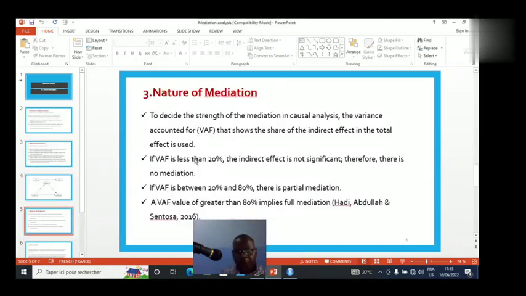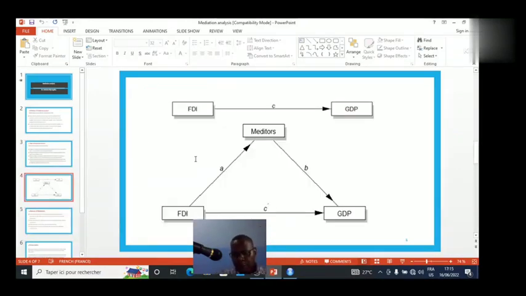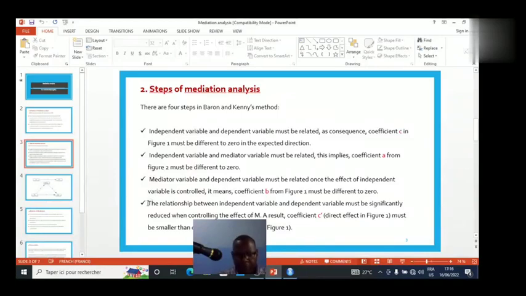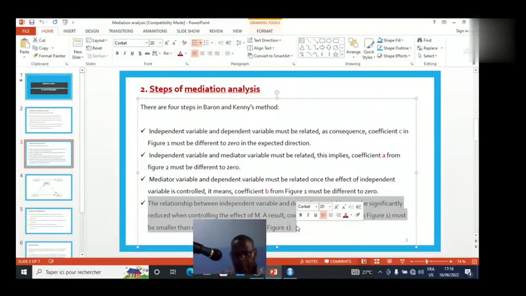Okay, and now when you are interpreting based on Baron and Kenny, when you conduct this last step, if the coefficient of the independent variable is not significant but the coefficient of the mediator is significant, that means there is full mediation. However, in this step, when the independent variable is still significant and the mediator variable is also significant, that means there is partial mediation.